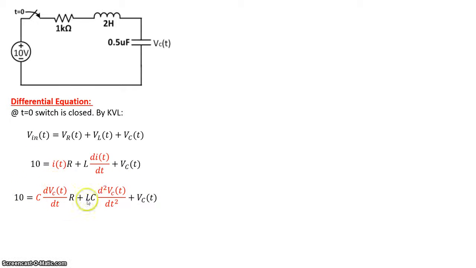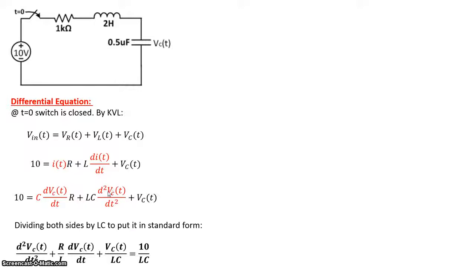This is not yet in a standard form because the standard form has the second order term with a coefficient of 1. In order to bring this differential equation into a standard form, let's divide both sides by LC to make the coefficient of the second order term 1. So let's do that. And we get a standard form differential equation, d squared V/dt squared plus R over L dV/dt plus V over LC equals 10 over LC. Now this equation is in a standard form.